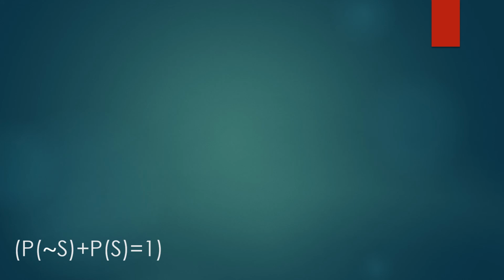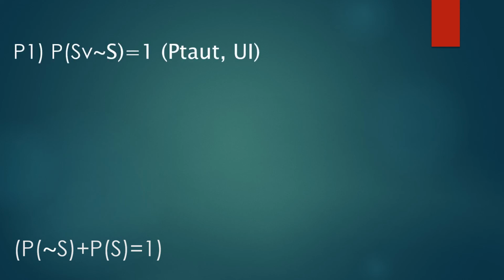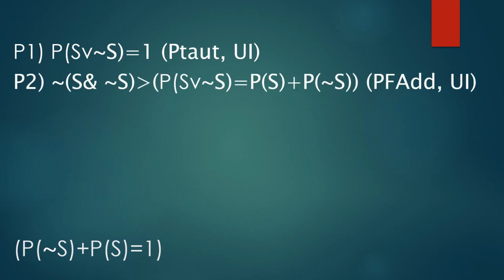The conclusion that we're trying to get is that the probability of not S plus the probability of S is equal to 1. First, we have our probability tautology principle, universal instantiation. The probability of S or not S is equal to 1. Then we have our principle of finite additivity, universal instantiation. If it's not the case that S and not S, then the probability of S or not S is equal to the probability of S plus the probability of not S.